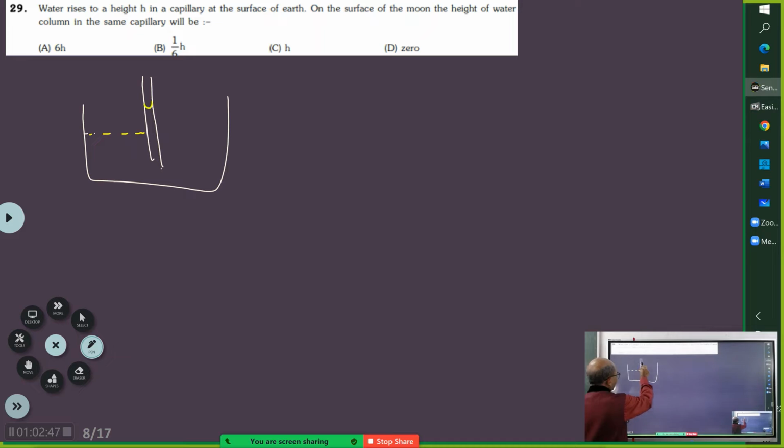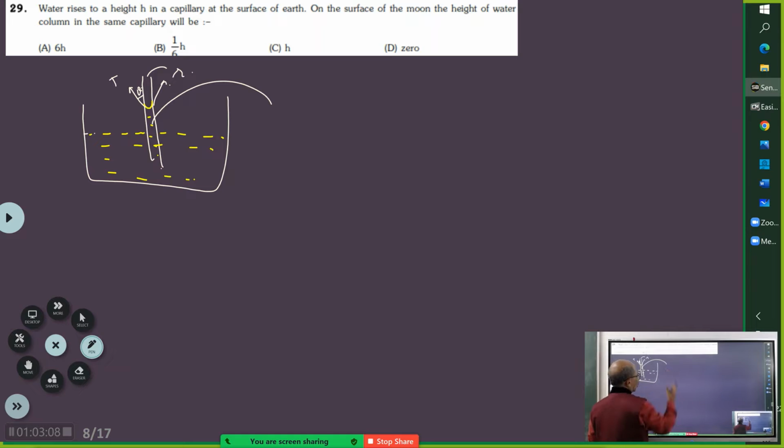Then I will have the meniscus like this. Right? So the radius of this is r. Now what is the theory here? The other day we have discussed the theory. The surface tension forces will be like this, correct? And this will make some angle theta.